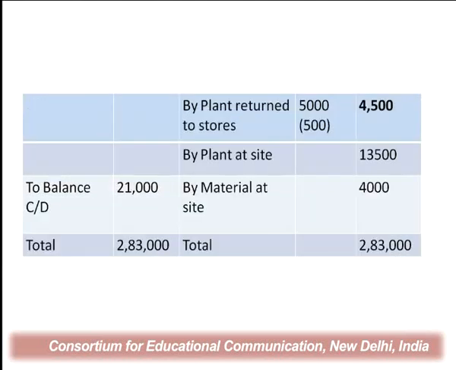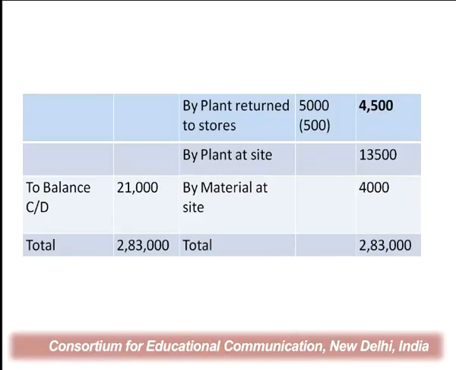So by plant returned to stores, right? This is plant abnormal loss, and then plant returned to store. At the end of the period, 5,000 worth of plant has been returned, of which 500 is the depreciation figure. How has this depreciation of 500 come? Because the question says that charge depreciation at the rate of 20% per annum, and this contract has been completed in a particular period of time. So 5,000 minus 500, that comes to be 4,500. That is 5,000 minus 500 depreciation, right? So it comes to be 4,500.